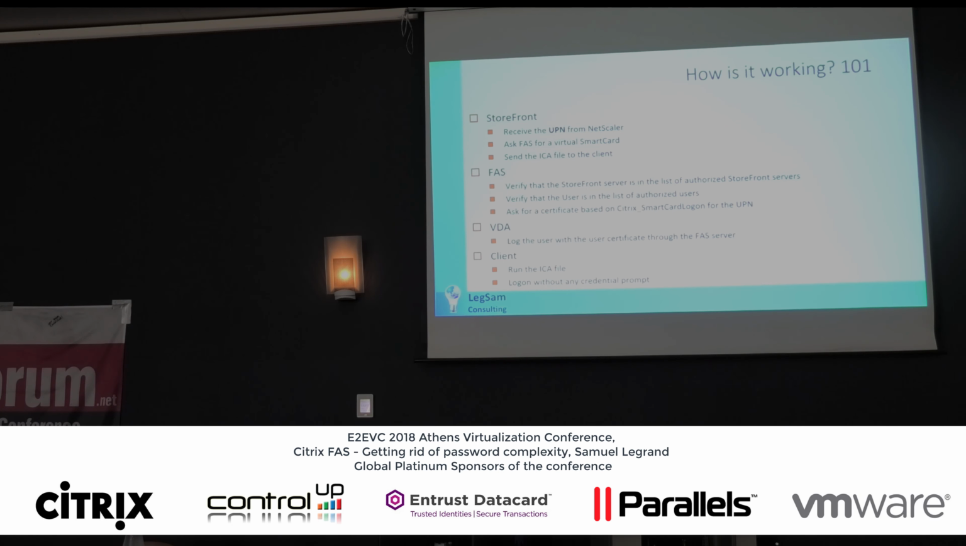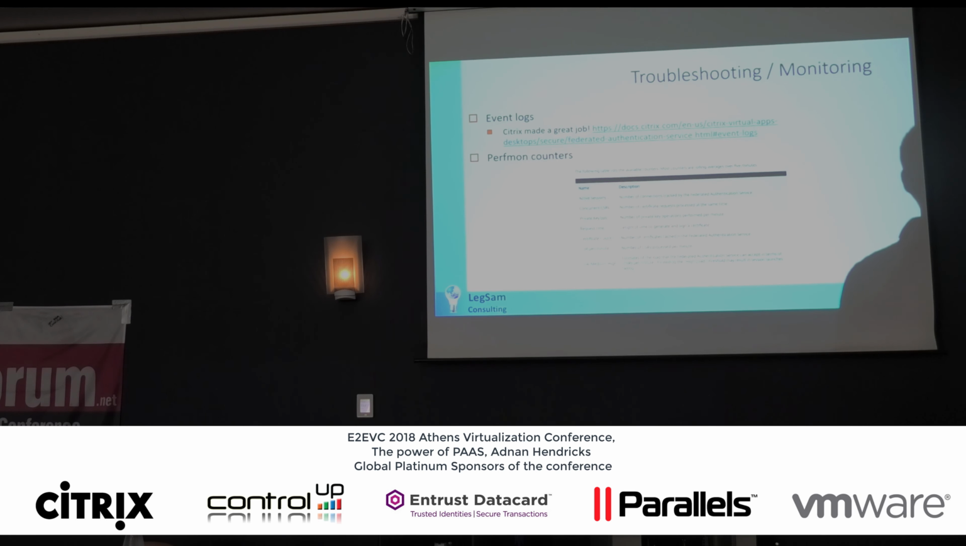That's easy. So the VDA needs to log in using this user certificate, and it will never receive the private key of the user certificate. It will just have to connect with the FAS. So the VDA agent running on the VDA is asking FAS if the user is the real one. And on the client side, you run the ICA file like normal, and you log on without credential prompt. That's the main idea.